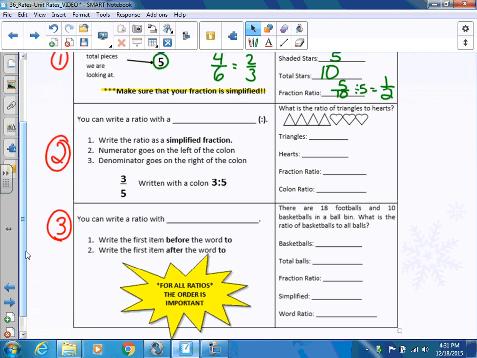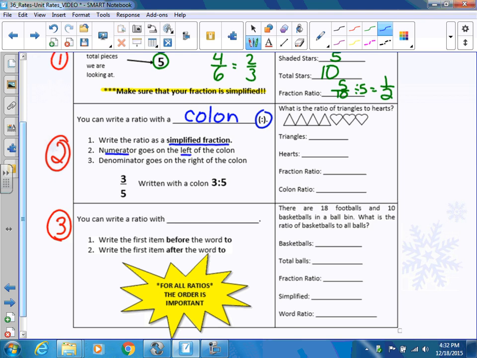Okay, your next one is you can write a ratio using English. What's this little symbol right here called? That's called a colon. So in this case, you can write the simplified fraction. The numerator goes on the left, the denominator goes on the right. So I simply take this numerator, write it first, and then I take the denominator and write it second.